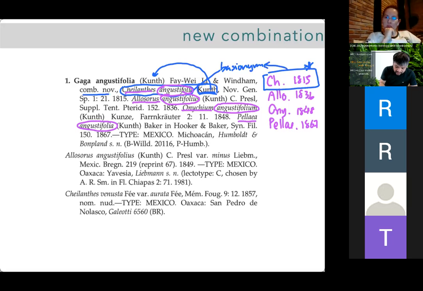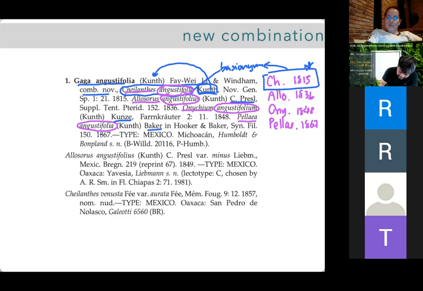But there are several iterations. There are several attempts to move this name. For example, Presl here tried to move it to Allosorus, and Kunze tried to move it to Onychium, and then Baker tried to move it to Pellaea, not successfully. But then the oldest available correct name goes back to Kunze, belonging to Calentus, and then Fairville used this as a base to move into Gaga. Okay, so it's a little more complicated, but then the original name goes back to Calentus.